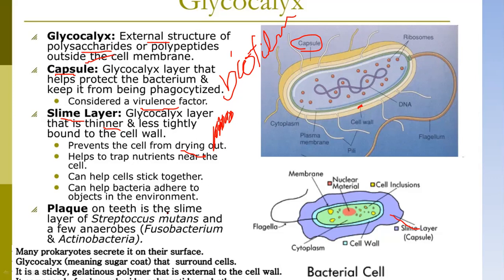So there are some common examples in our body also, like plaque, which is formed on our teeth. That is actually the slime layer of Streptococcus mutans, and a few anaerobes, Fusobacterium and Actinobacteria. They do the process of making the plaque and destroy our teeth. So many prokaryotes secrete it on their surfaces. Glycocalyx is secreted on their surfaces. It means sugar coat. So that's why that is made up of polypeptides or polysaccharides.